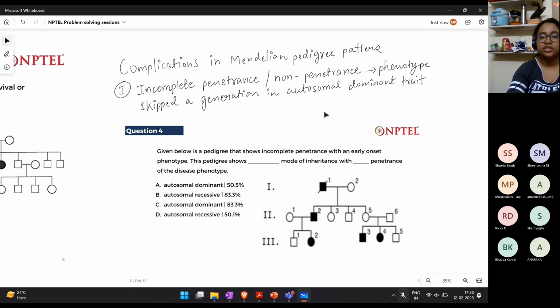So the first complication is that the affected person, even though they have the allele that is causing the disease, is not showing the phenotype, and that is called penetrance. It means the disease has not manifested itself in the individual. That is the incomplete penetrance or non-penetrance.